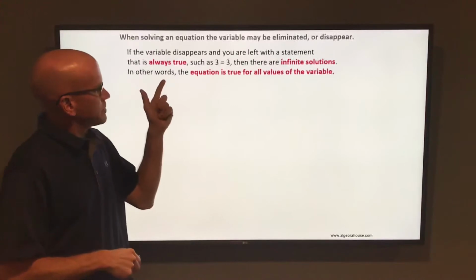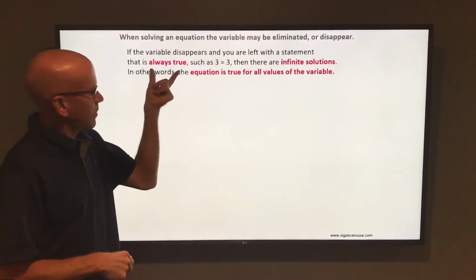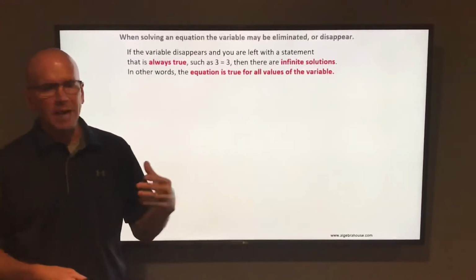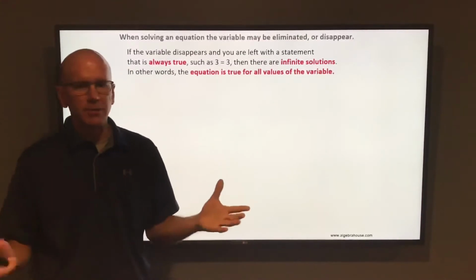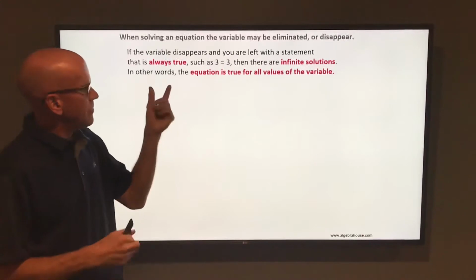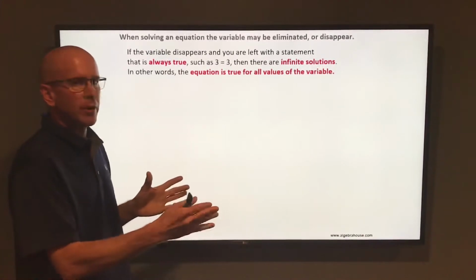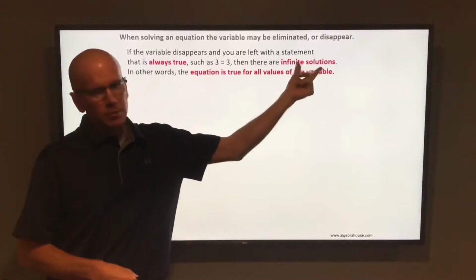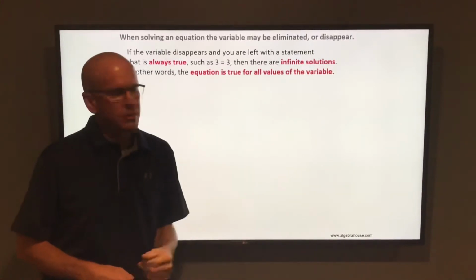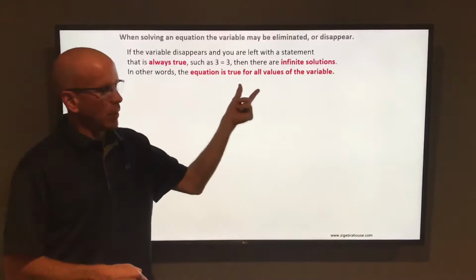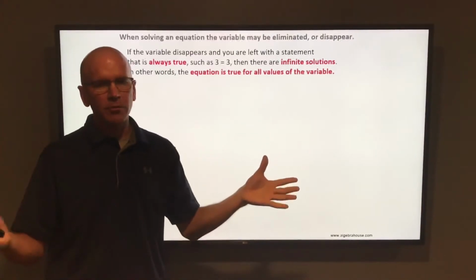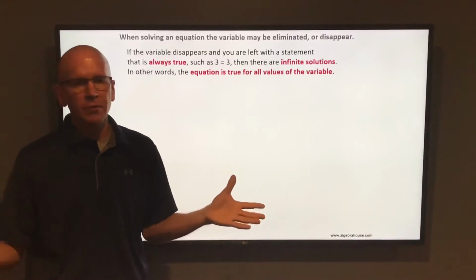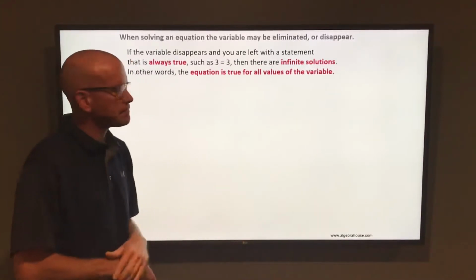If the variable disappears and you're left with a statement that is always true, for example, 3 equals 3, or 10 equals 10, or -8 equals -8, those statements are always true. Then there are infinite solutions. What that means is you could basically put any value in for x, or for the variable that you're solving for, and it would make a true statement. So x could basically be anything.